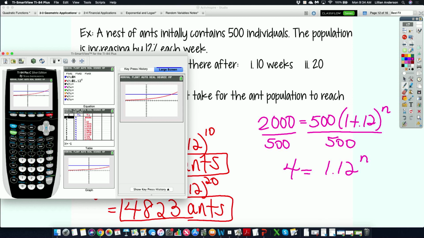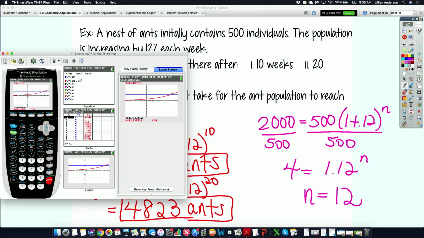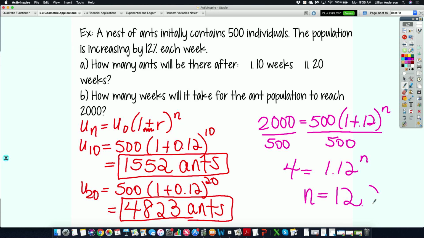So how do I find that intersection point? Second trace, option 5, and get close to it, then press enter 3 times. 1, 2, 3. And I get 12 point something, so rounded to 3 significant figures that's 12.2, and we would leave it at 12.2 because it didn't ask us how many whole weeks. So we round that one to 3 significant figures. When it comes to time, unless it specifies, 3 significant figures.